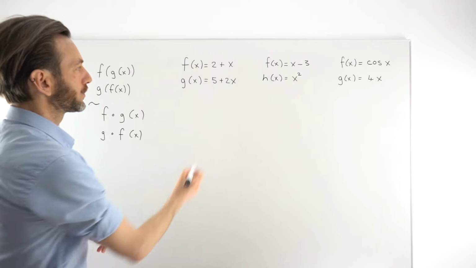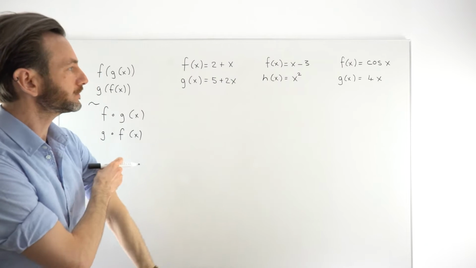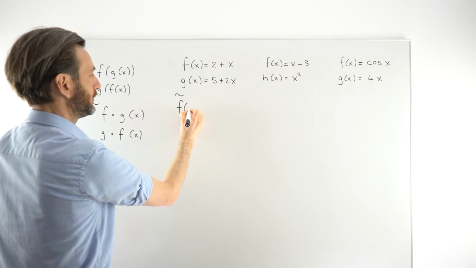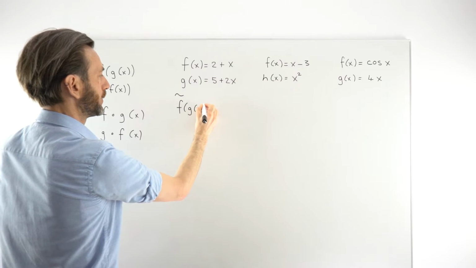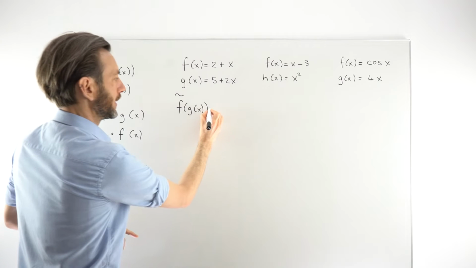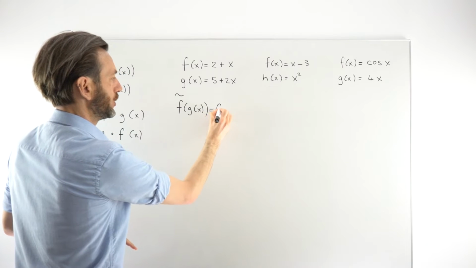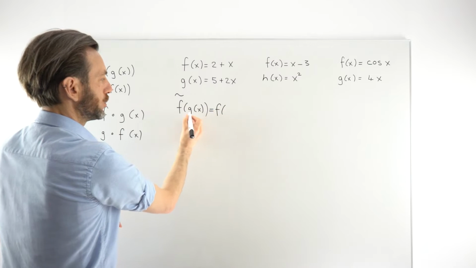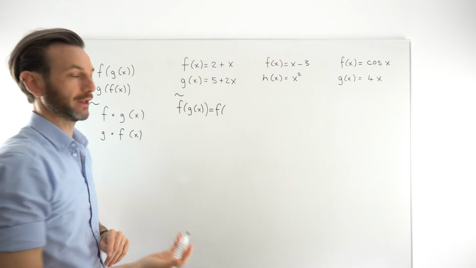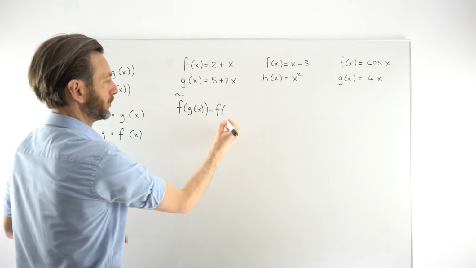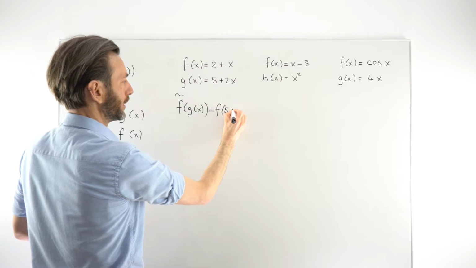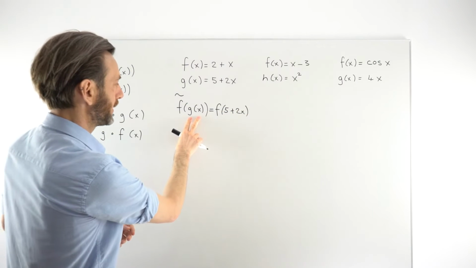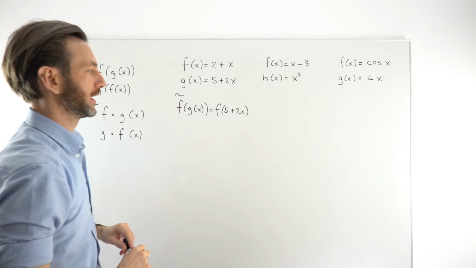Turning to the first example, we're going to start by making the composite f of g of x. The way that I like to teach this is just to take the inner function, which is g of x, and replace g of x with what g of x actually is, which is the function 5 plus 2x. I've not really done anything mathematical there. I've just replaced the g of x with what g of x is.